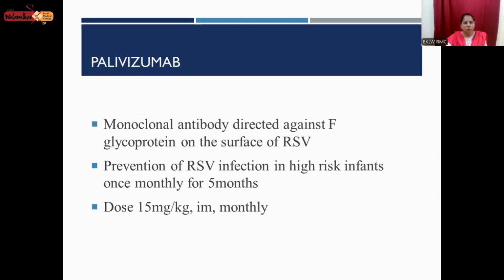Palivizumab is a monoclonal antibody directed against the F glycoprotein on the surface of respiratory syncytial virus. For prevention of respiratory syncytial virus in high risk infants, it can be given once monthly for 5 months. Dose is 15 mg per kg intramuscularly, monthly.